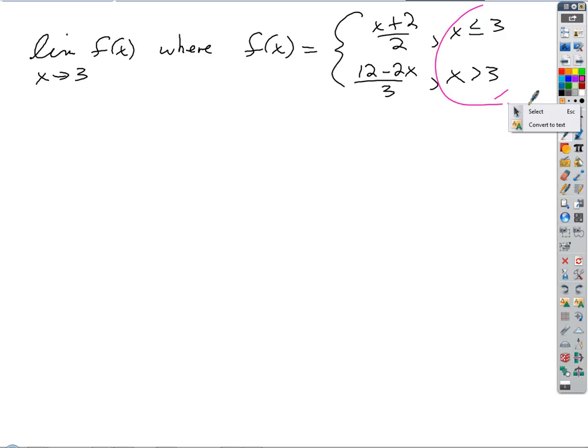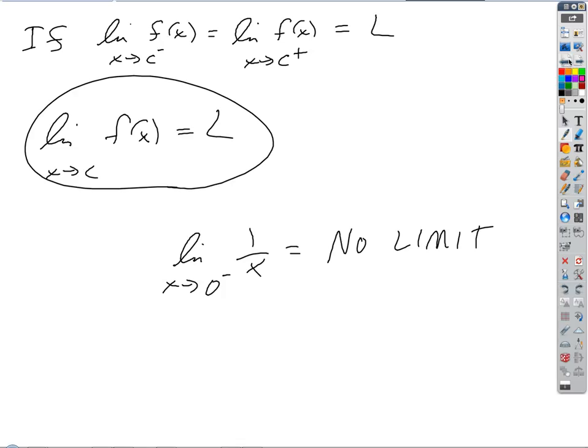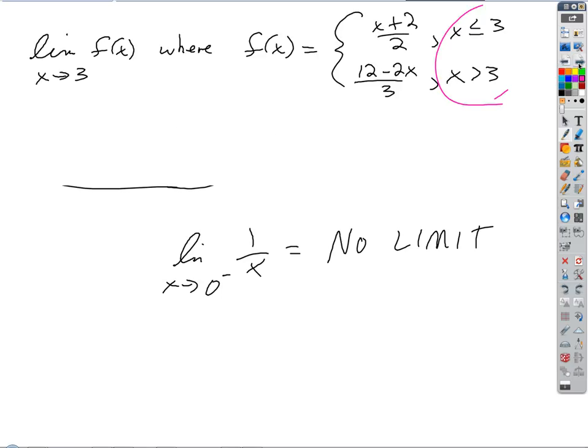Well, no, we don't want to graph it. We want to do this analytically. We just talked about a second ago what our more rigorous definition of a limit means. The limit of f of x as x approaches c equals L implies that the limit from the left and the limit from the right exist and share the same value. So why wouldn't we just, the first thing we do, find the limit of both of these?